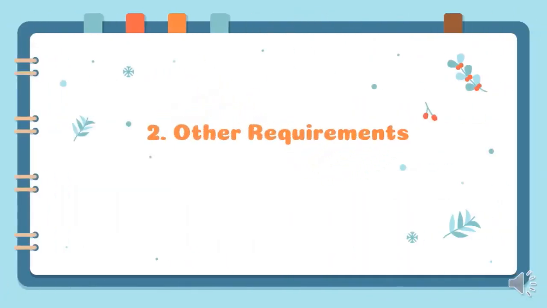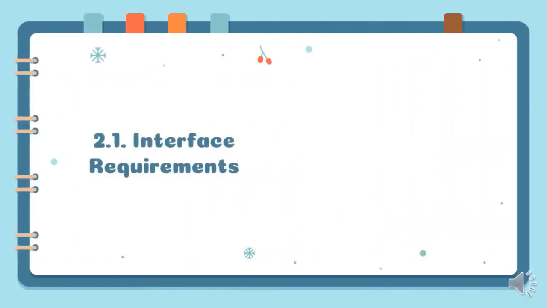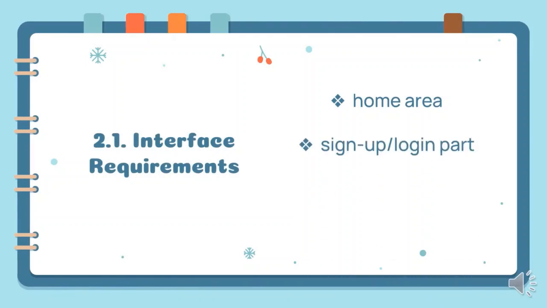And now we analyze the other requirements. First is the interface requirement. The website user interface is divided into two sections, the home area and the sign-in and login part. The elements included on the user interface screen are login, reservation, hotel payment, user administration information, and administrator rooms. There is also an About Us area, which is used to connect the staff with potential customers.